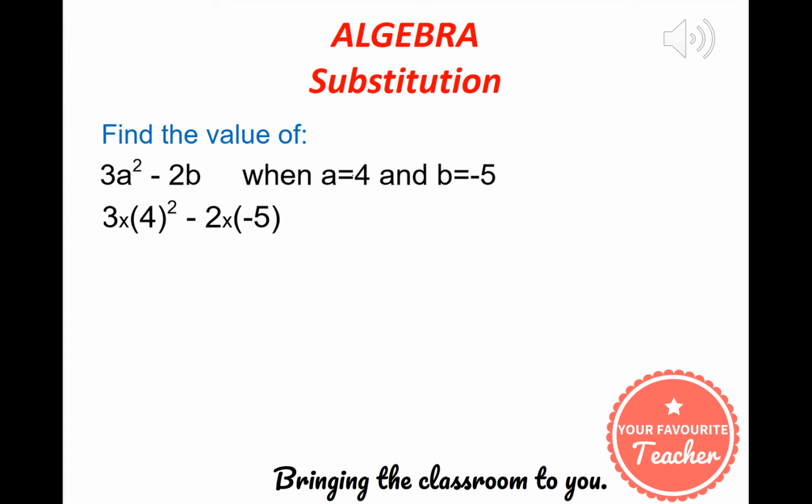So in this case, it's 3 times 4 squared. So the 4 is the only thing that is being squared. And we have to also be careful about our 2 negative being multiplied. So 4 squared is 16 times 3 is 48. And negative 2 times negative 5 is positive 10. So the answer is 48 plus 10 equals 58.